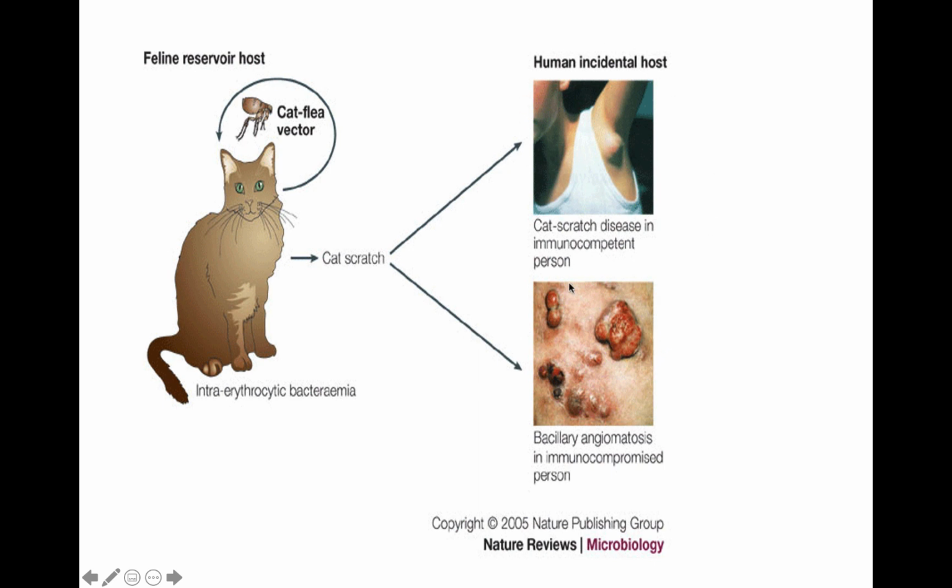Cat scratch disease in an immunocompetent person is not serious and can resolve on its own. Now, in an immunocompromised person, this will give you bacillary angiomatosis, which is an advanced disease and can give you a severe skin reaction and definitely requires treatment.